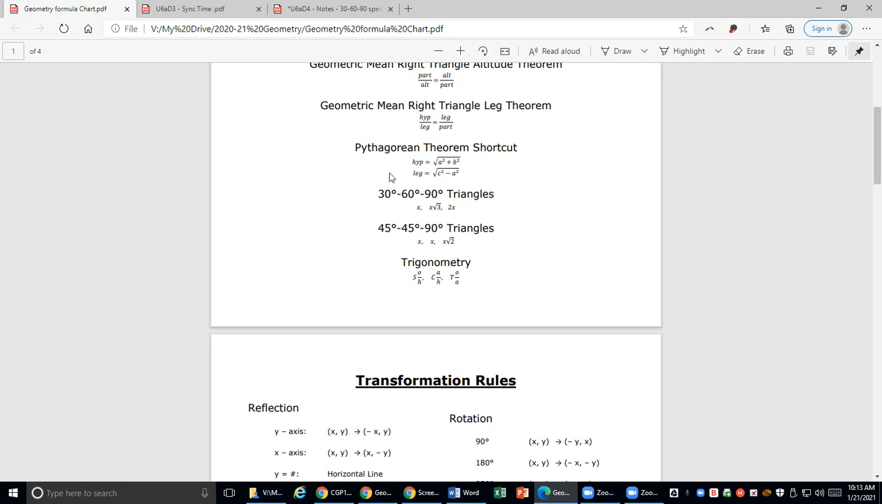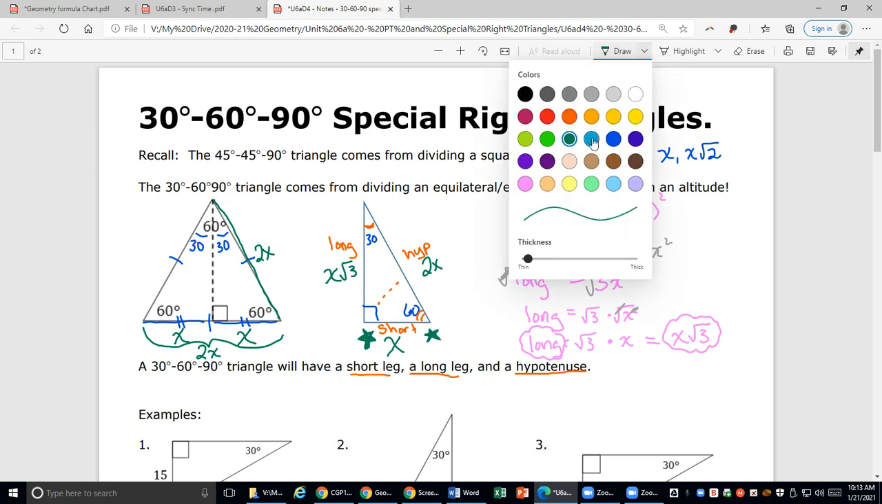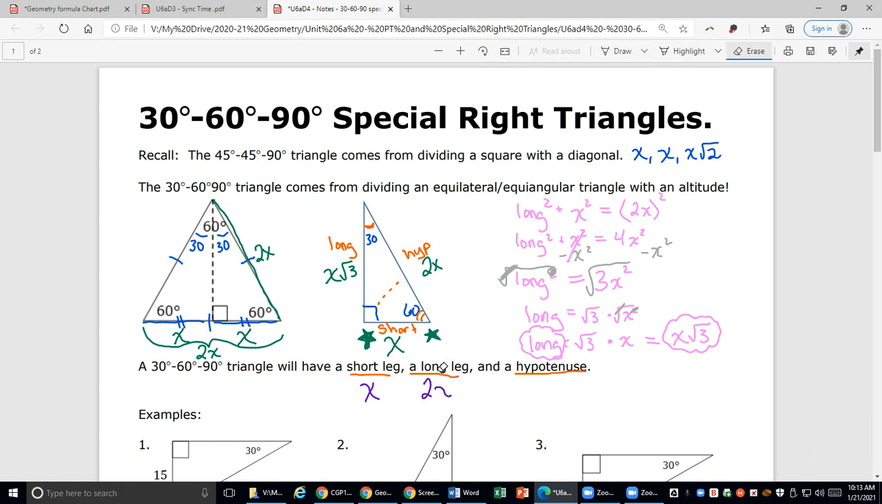Okay, so when you're doing your test, you do have access to this formula chart on your test, and you will see your 45, 45, 90. Okay, so now that we've seen where it comes from and we've seen what the formula looks like, when we come back in the next video, we're going to do some examples where we're going to apply my short leg as x, my long leg as x square root of 3, and my hypotenuse as 2x.